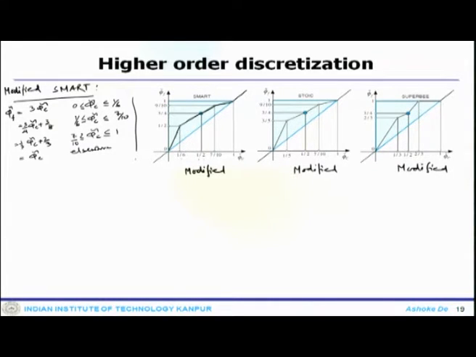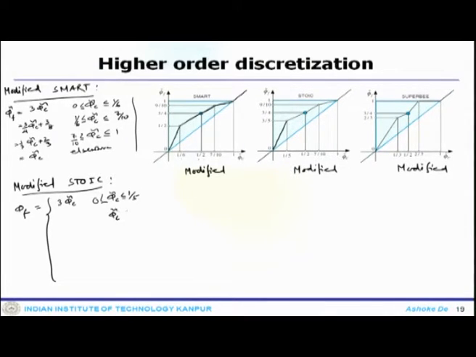Similarly, let us see how modified STOIC is split. We say phi f equals 3 phi c when phi c tilde lies between 0 and 1/5. So 0 to 1/5, this is the profile.